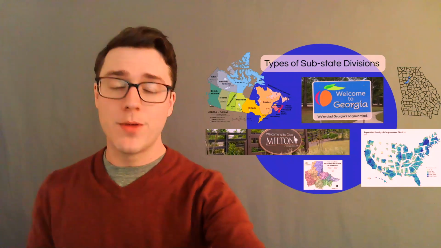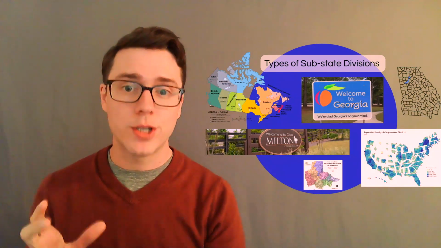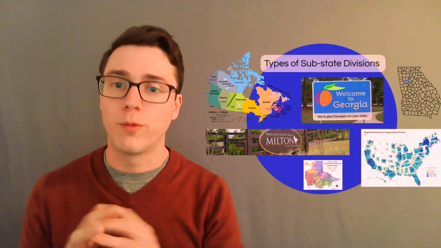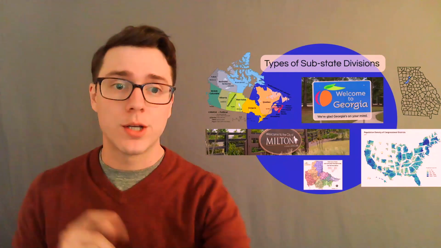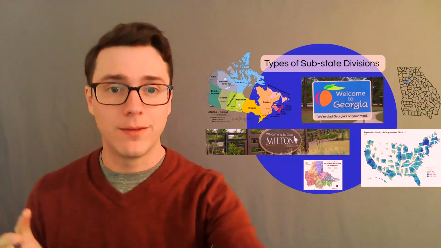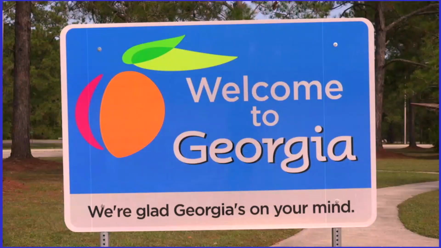So let's look at some of those subdivisions. There aren't just the one type that fits all for these internal boundaries. It's not like states or provinces are the only ones. So we're going to look at a bunch of different types to give you an idea of all the different sub-state divisions we can find.